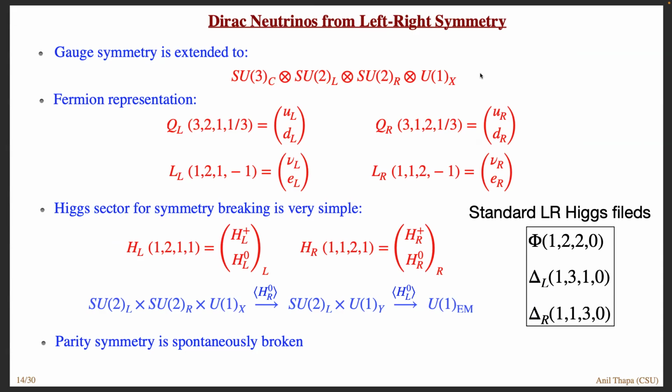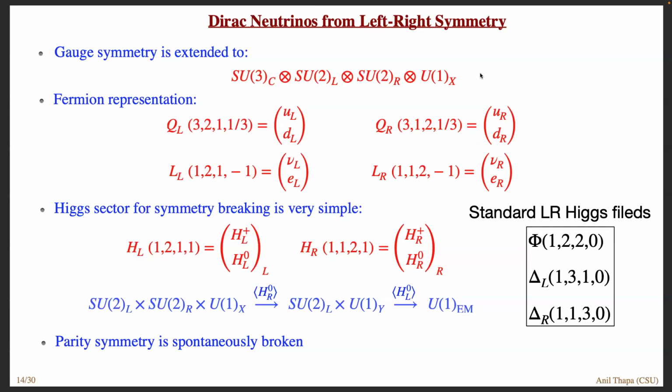In the left-right symmetric theory, the vacuum expectation value of HR naught breaks the symmetry to the standard model gauge symmetry. HL will then break the standard model gauge symmetry to U(1), usually U(1). And parity is of course spontaneously broken, which is a left-right theory.